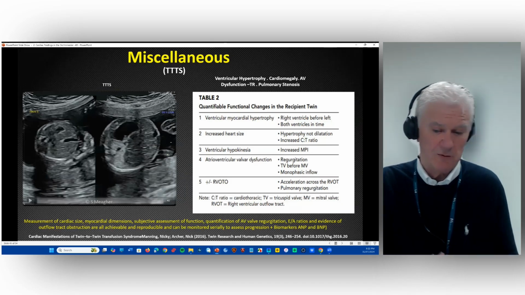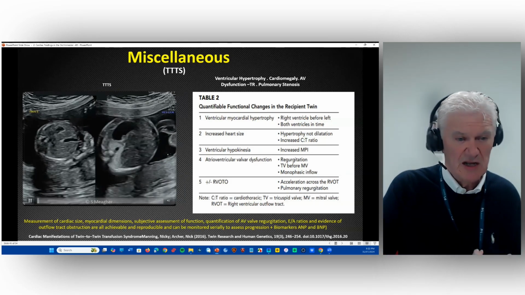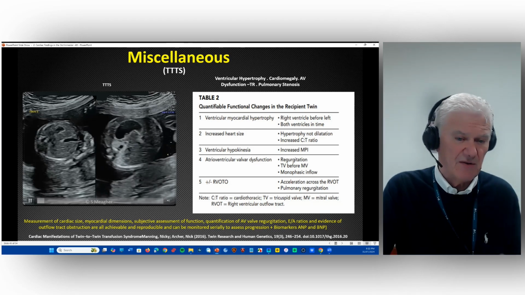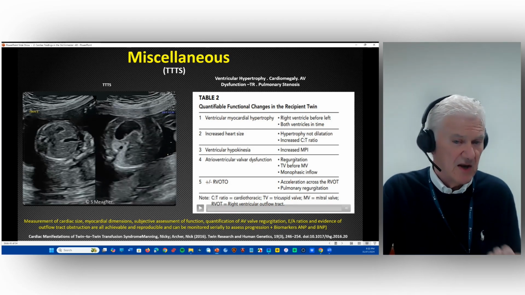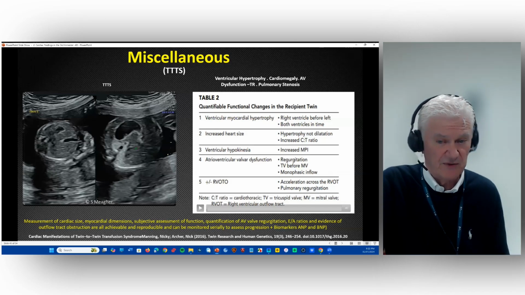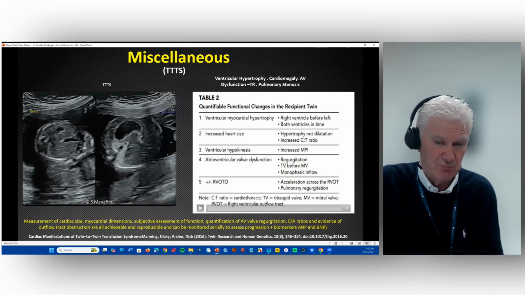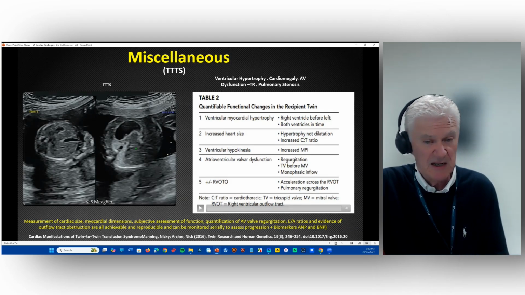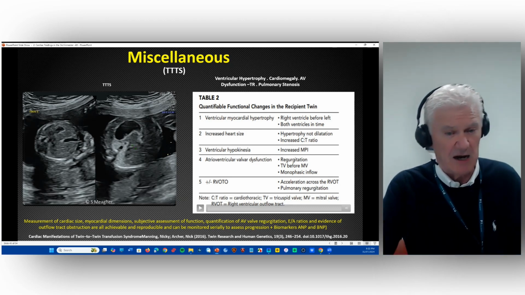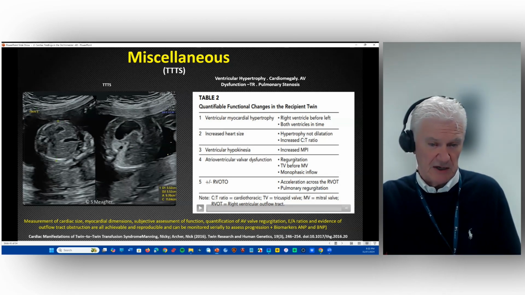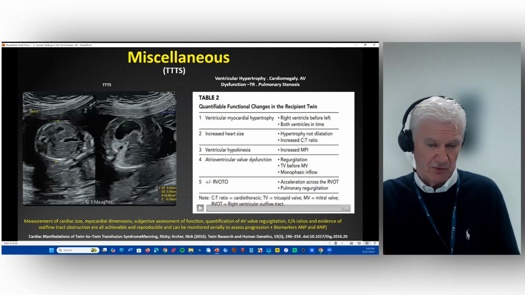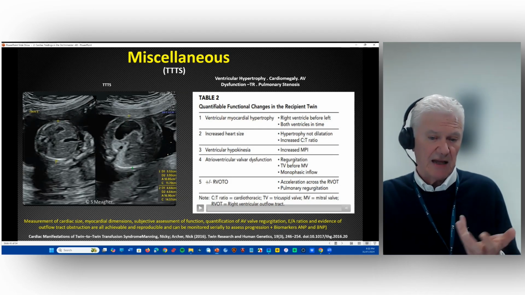Lastly, in the miscellaneous group is the group of twin-to-twin transfusion syndrome. And there are several individual changes that are just described in sequential order, from ventricular myocardial hypertrophy, particularly on the right side from pulmonary stenosis in the recipient twin. It then follows with biventricular hypertrophy. Then you get cardiomegaly. Then you get ventricular hypokinesia, atrioventricular dysfunction with tricuspid valve regurgitation, and then obstruction of the right ventricular outflow tract.